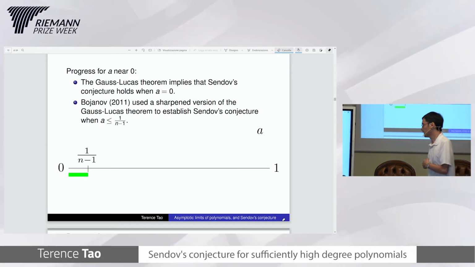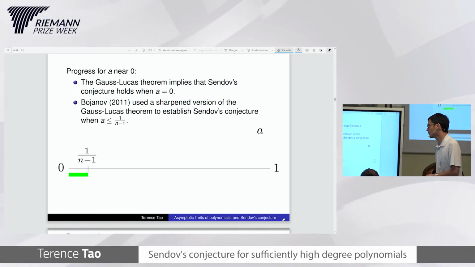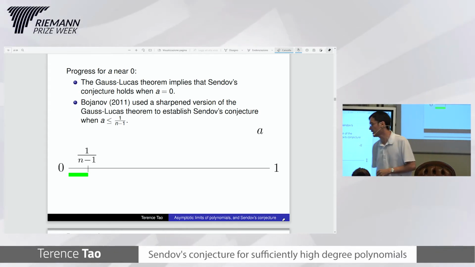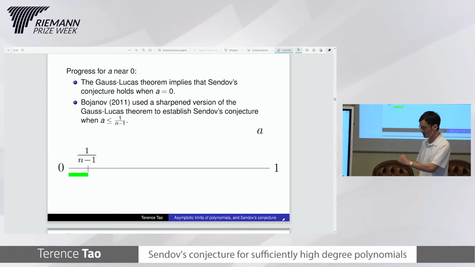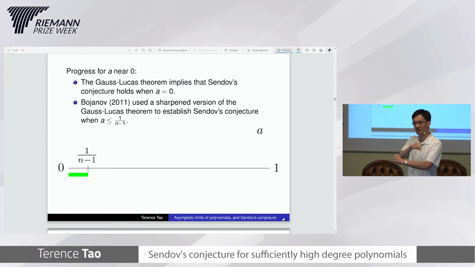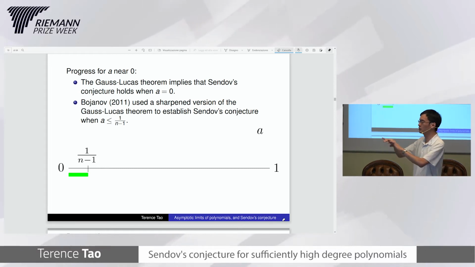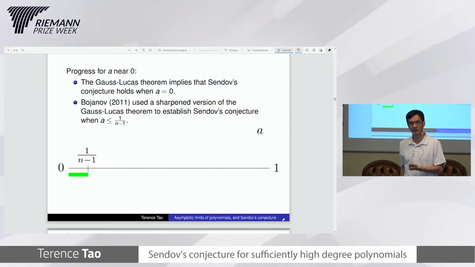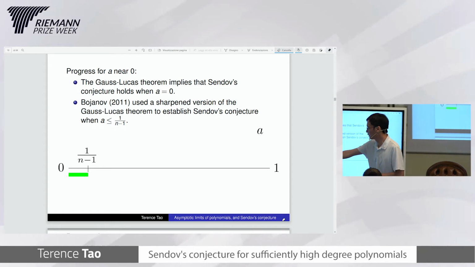Okay, so a is somewhere between 0 and 1. Now, some cases are easy. For example, if a is at 0, if a is at the origin, then the conjecture is easy, because at the origin, every point inside the unit disk is within distance 1 of the origin. The Gauss-Lucas theorem already tells you that the critical points are in the unit disk, so they are certainly within distance 1 of the origin. So we can solve the case when a is 0.